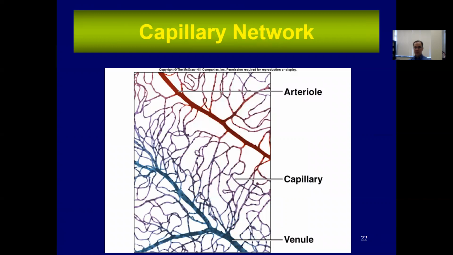Here's just the capillary network where you have the arterioles, they move into the smaller capillaries where you have the exchange of nutrients, and then it leaves the capillaries into the venules themselves.